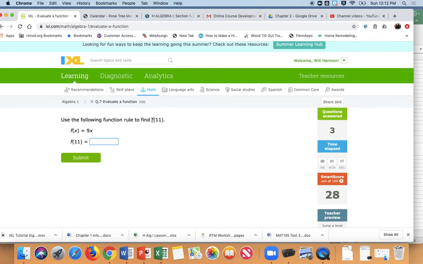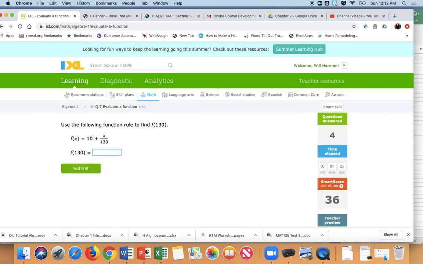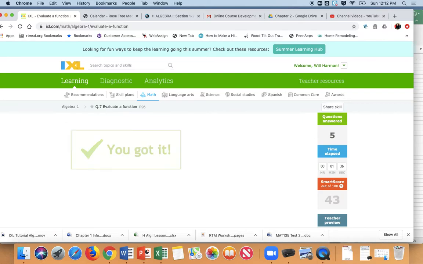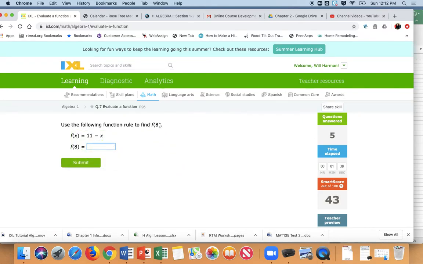And that's all I'm doing here. So I'm going to replace x with 11, so 9 times 11 is 99. Calculator might help you, but I feel if you work on your mental math now, it pays dividends later. So we have 130, that's going to replace my x, so 130 divided by 130, that's 1, plus 10 is 11. All right, what about this guy? It just says replace x with 8, so 11 minus 8 is 3.